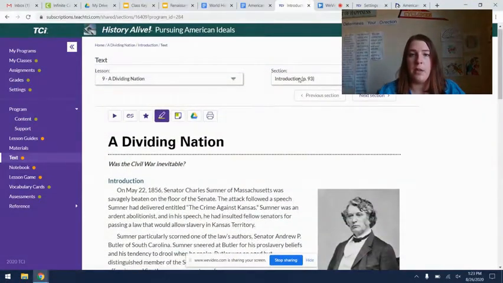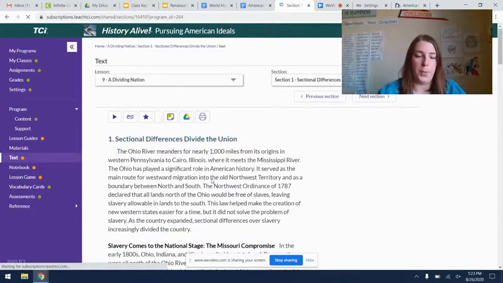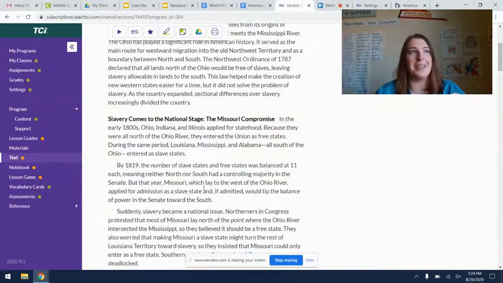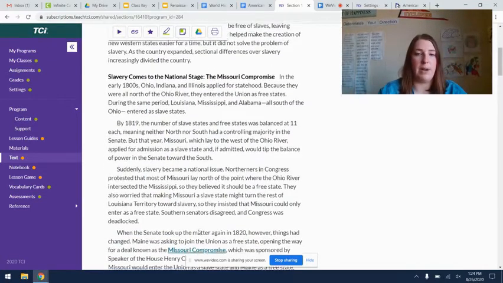Okay, so from there we go to Section 1. Okay, and this is where we see a lot of the attempts at trying to patch things up with tensions between the North and South. And notice I said patch because it's going to act like a Band-Aid, but obviously it's not going to solve it. So the first thing that comes to the stage is the Missouri Compromise.